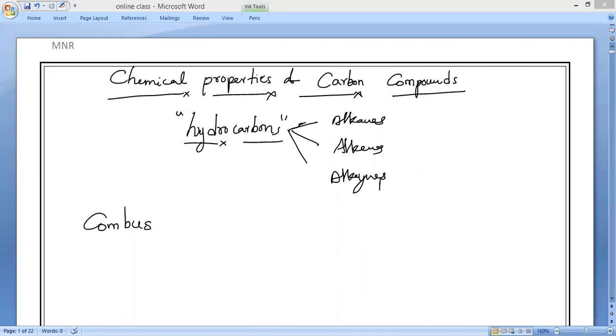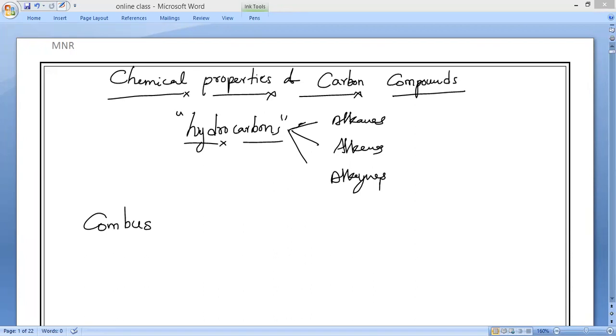Remember, combustion reactions occur in all types of hydrocarbons. Can you tell me what all the types of hydrocarbons are? Saturated as well as unsaturated hydrocarbons.